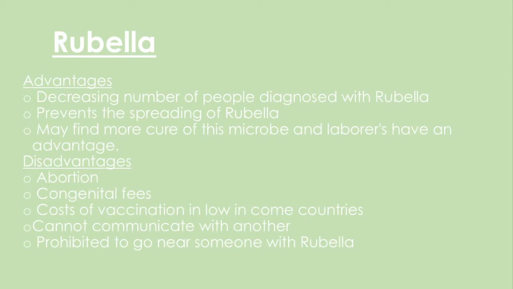Congenital rubella syndrome also takes part, as this costs a lot, which affects people, especially in low income countries, those people who cannot afford to treat physical, including mental, abnormalities. In social, it's prohibited to go near someone who is rubella positive, as it is highly contagious, and communicating with them is also not allowed because rubella travels by air and when inhaled, you may also be infected by it as well.